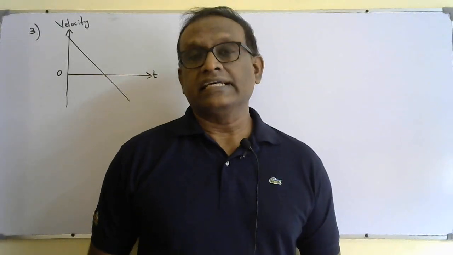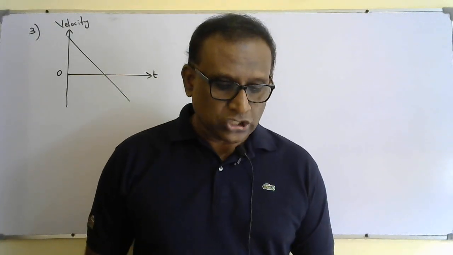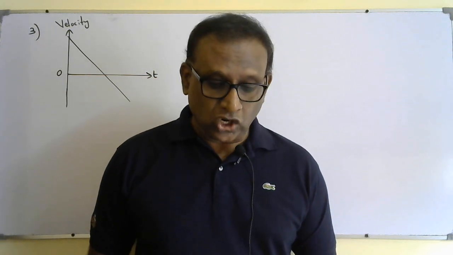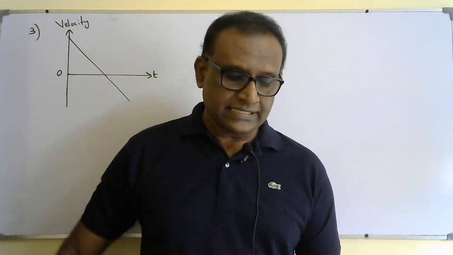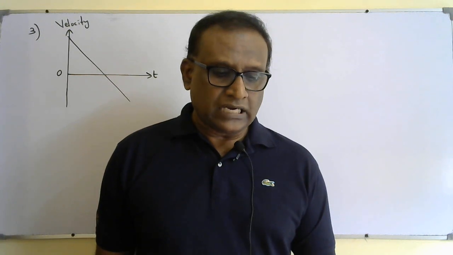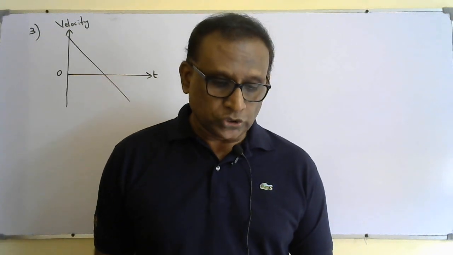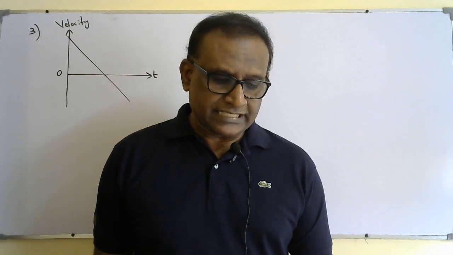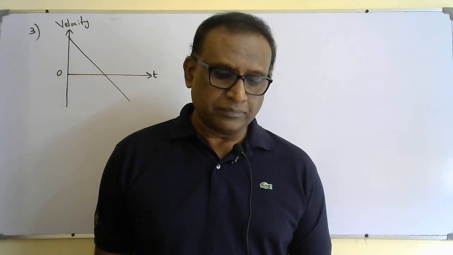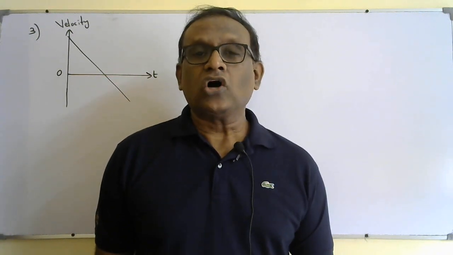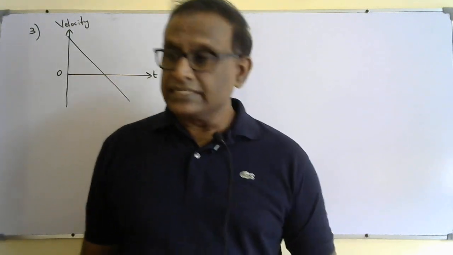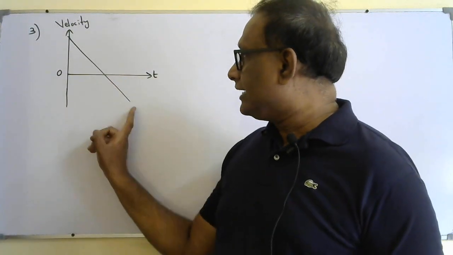Okay, question number 3, again it's based on a graph. A velocity-time graph is given like this. The velocity-time graph for a particle is shown. Which of the following is a displacement-time graph for this particle? So you can see the velocity is decreasing, becoming 0 at a particular time, then increasing in the opposite direction.